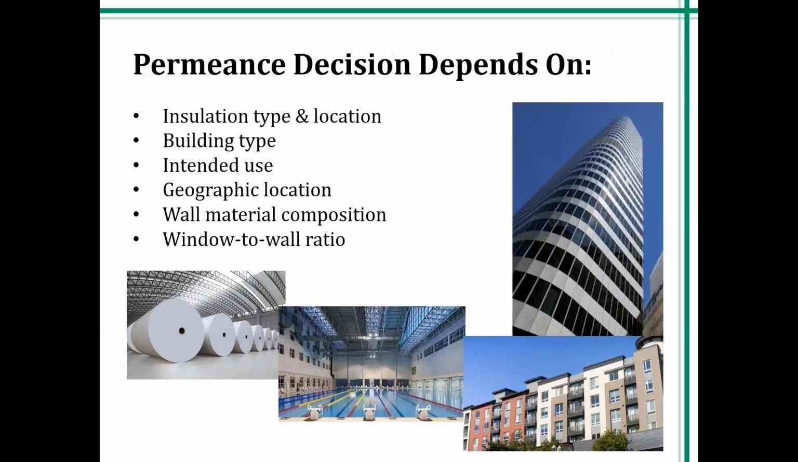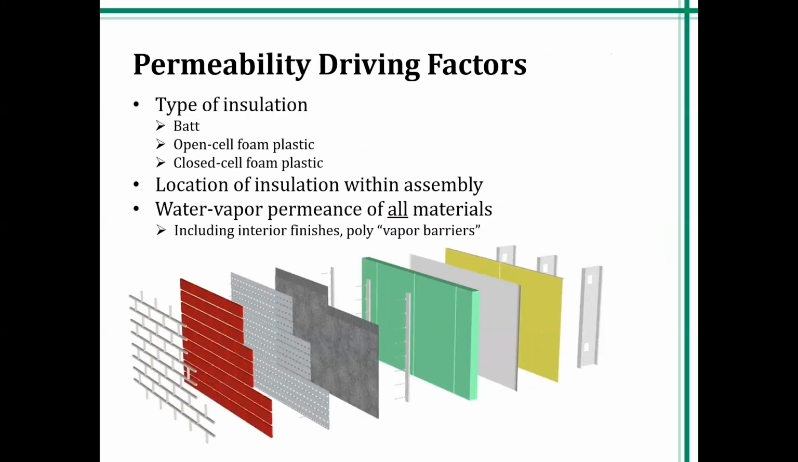And the first thing I always like to look at is what type of insulation is being used and where that insulation is located within the overall wall assembly. What's the building type? What's its intended use? What's the geographic location? The wall material composition. Is it an all glass curtain wall? Well, if that's the case, then obviously our curtain wall is going to act very much as all four control layers. Paper mills, natatoriums, and swimming pool environments are naturally going to have very high vapor loads. So we want to know all this stuff when we're deciding what type of membrane to use here.